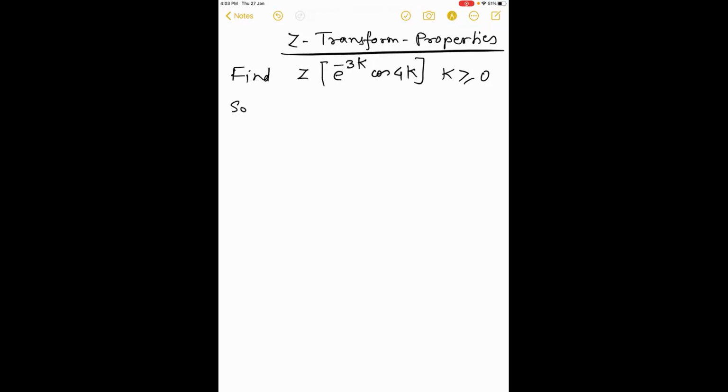Using the property for e raised to minus 3k, if you can refer to the classroom notes, you can just open that and tell me how we can use the property for e raised to minus ak into f of k. Using the Z transform of e raised to minus ak into f of k result, what is the answer, which is equal to capital F of... can you refer and tell me what this is?